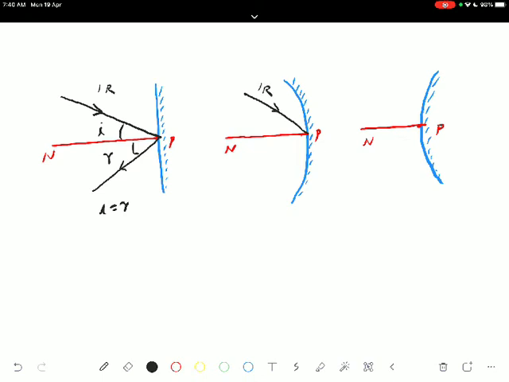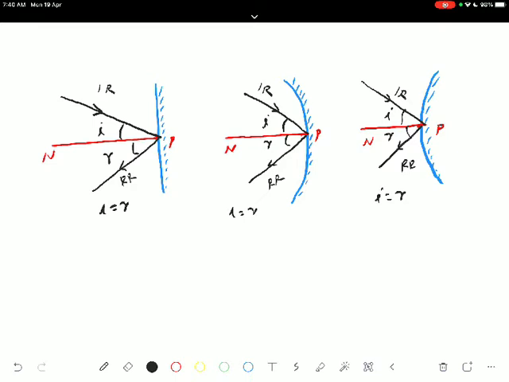This is your incident ray, and between the normal, the angle of incidence, and the reflected ray R, this angle is R. I is equal to R. The same is applicable for convex also: incident ray at the point P, the angle between the normal is the angle of incidence. This reflects in the same medium, and this is the reflected ray R. The angle between the reflected ray and the normal: I is equal to R.